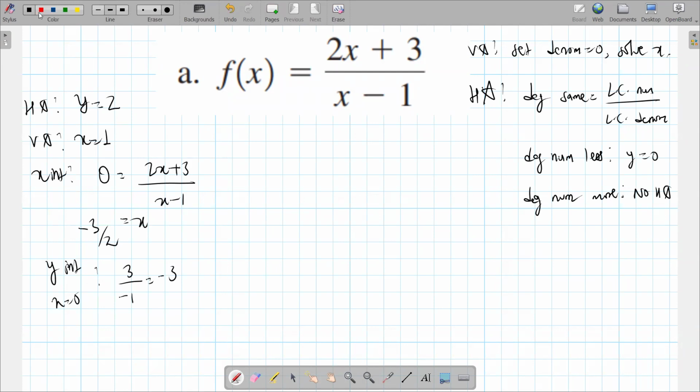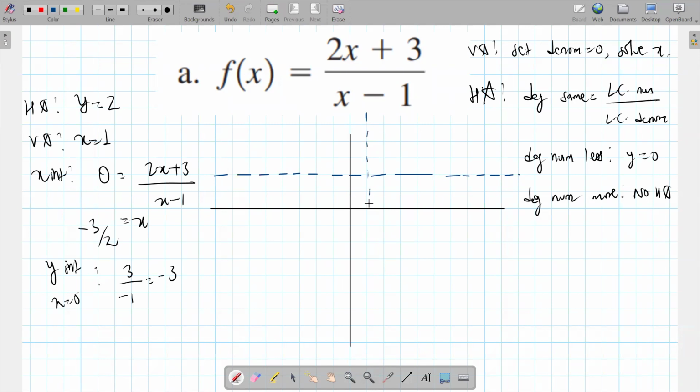So now we have everything we need. And if you have the x-intercept and the y-intercept, those are going to be your reference points. That will give you the answer most of the time. So we have an asymptote here at y equals 2. We have an asymptote at x equals 1. Our x-intercept is negative 3 over 2, so that's 1.5 here. Our y-intercept is negative 3, so that's down here.